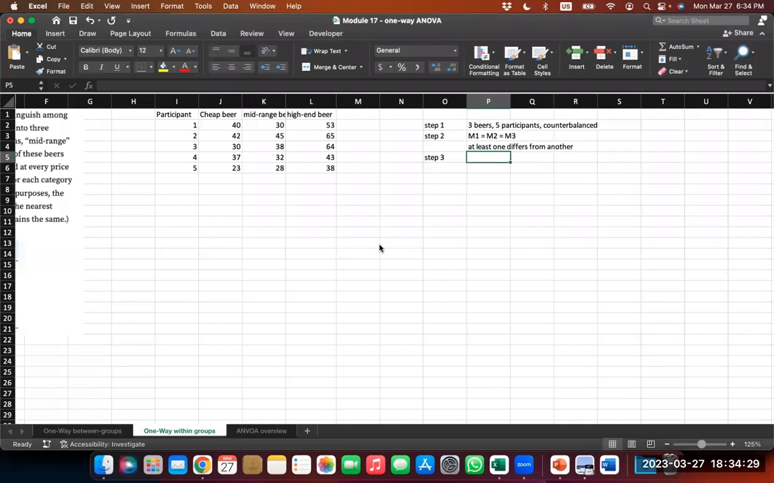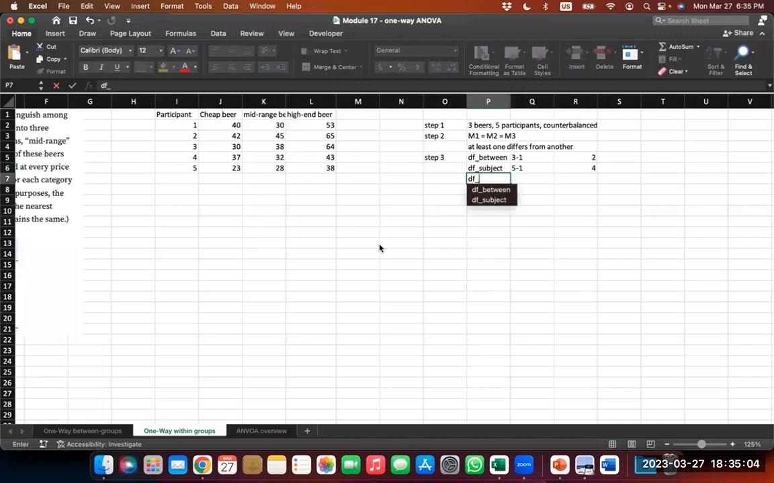Step three is now the quantification of the degrees of freedom. So degree of freedom between is now three groups minus one. That's two. Degree of freedom within. Degree of freedom subject first is five minus one. So that's four.